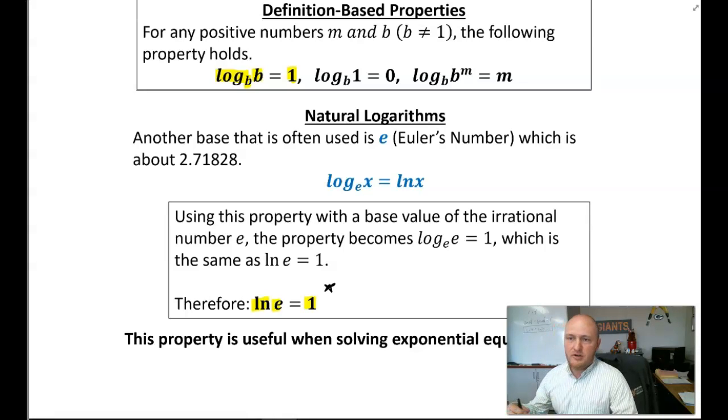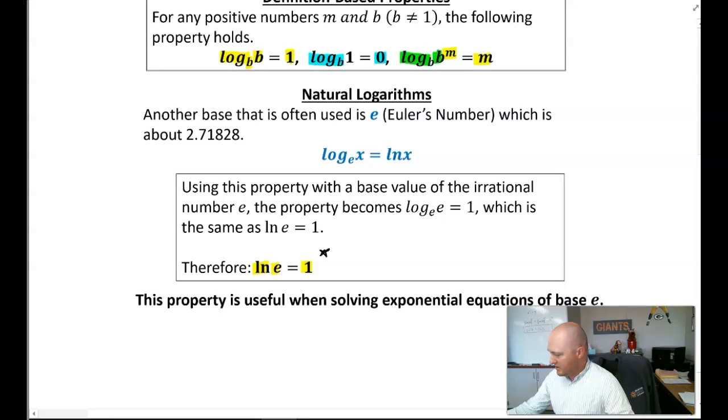Other properties worth noting for logarithms: the log of any base, it doesn't matter what the base is, the log of 1 is 0. Log of 1 is 0. And then again, if I have log base b of b to the power m, aren't these inverses? They will cancel out, and my answer is just going to be m. So if I have a power here, the answer is going to be m.